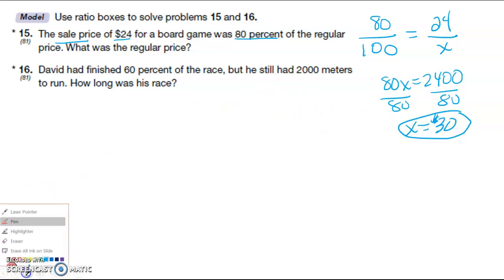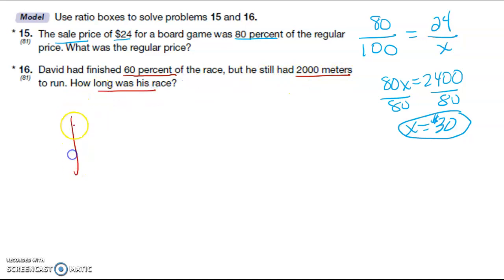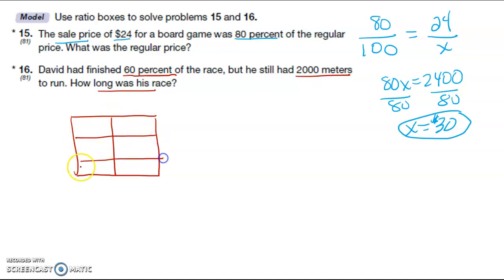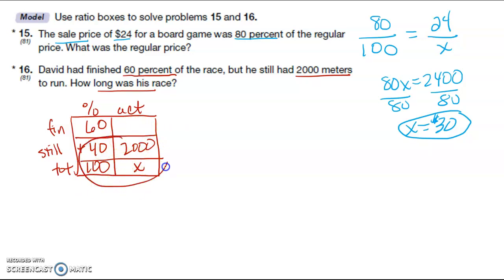Okay, let's change our color. David had finished 60% of the race, but he still had 2,000 meters to run. How long was the race? Let's go ahead and use our ratio box for this. And we are going to need a total, percent, actual. So he'd finished, still had. So he'd finished 60% of the race. So we know 60 plus 40 is 100. He still had 2,000 meters to go. And then we want to know what the total is. So this shows us what our proportion is going to be.